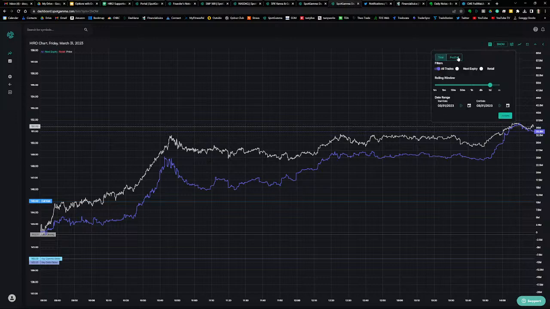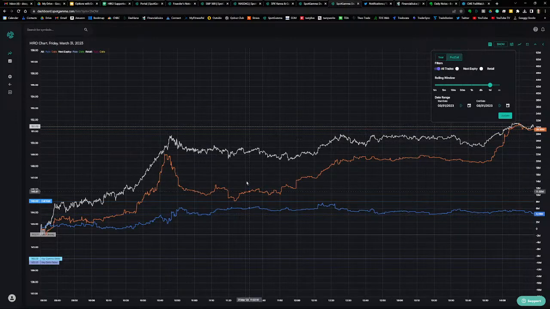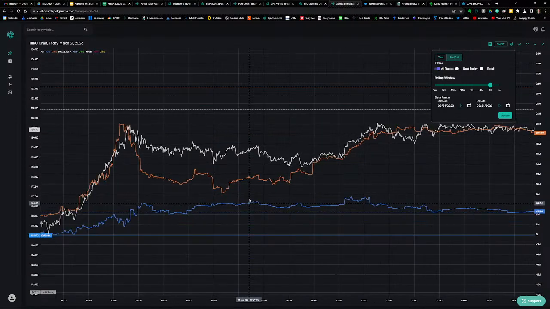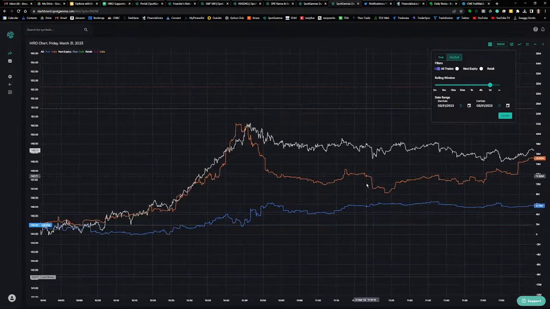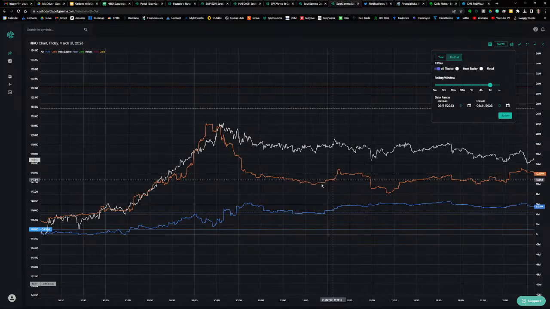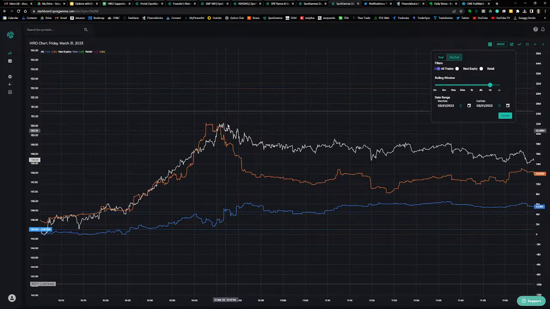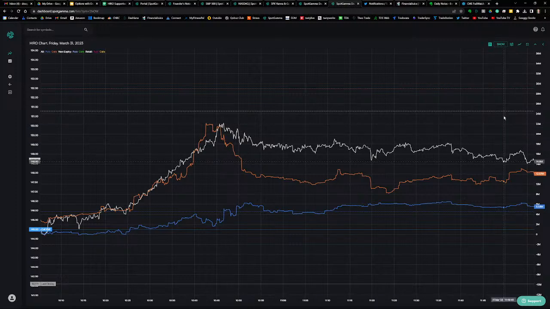Separate out puts and calls. And at least in the early morning session up until about 10:45, call buyers were definitely dominating. And that's what took price up to the 150 level. So let's go take a look at Bookmap.